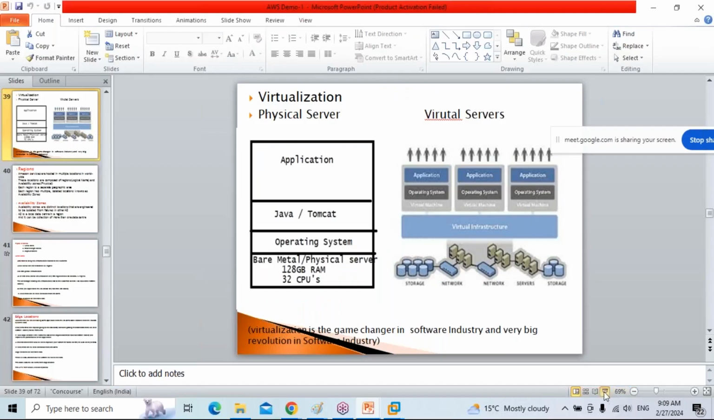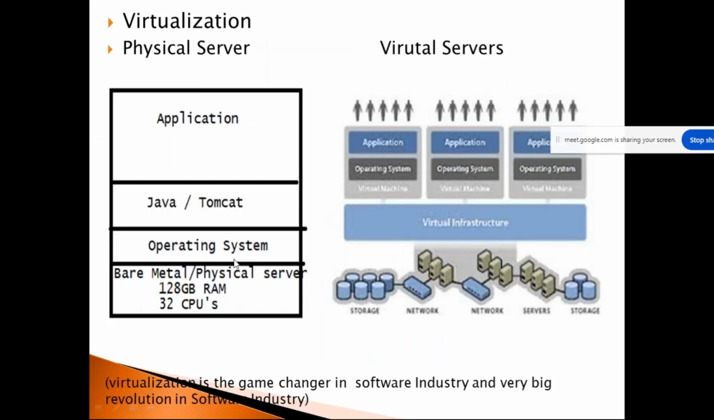So one more drawback of a physical server. I have a physical server of 128 GB RAM, 32 CPUs. On top of that, I install an operating system, Windows or Linux. On top of that, I install Java, and after that, I install Tomcat. Tomcat is an application server which needs a software called Java. Without Java, Tomcat cannot be installed. On top of that, I deploy my application.